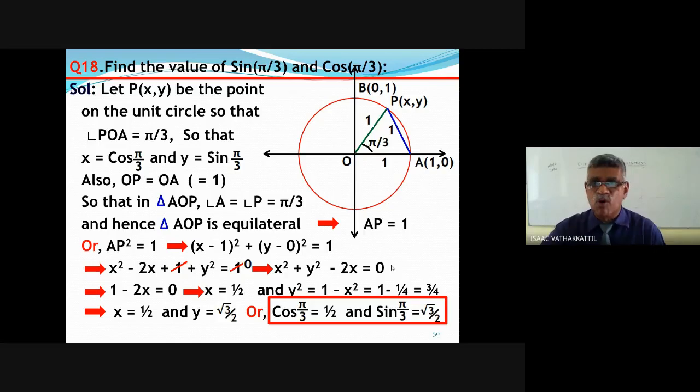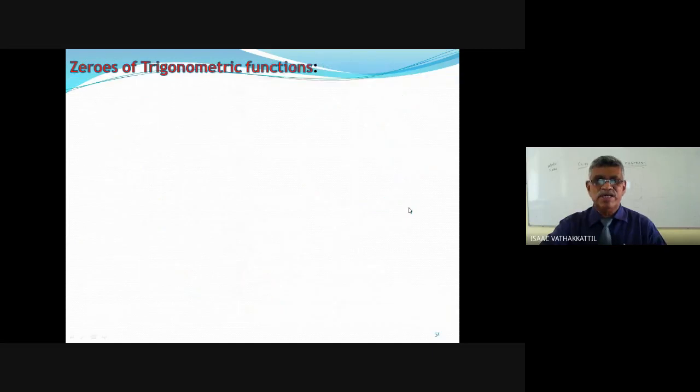Suppose you want pi by 4. Pi by 4 will be exactly the middle of A and B. Then you can easily derive pi by 4 also. But anyway, I skip that. I skip the derivation from your topic also. You don't need to worry about how we derived it. You don't need to take too much worry about how we derive the values.